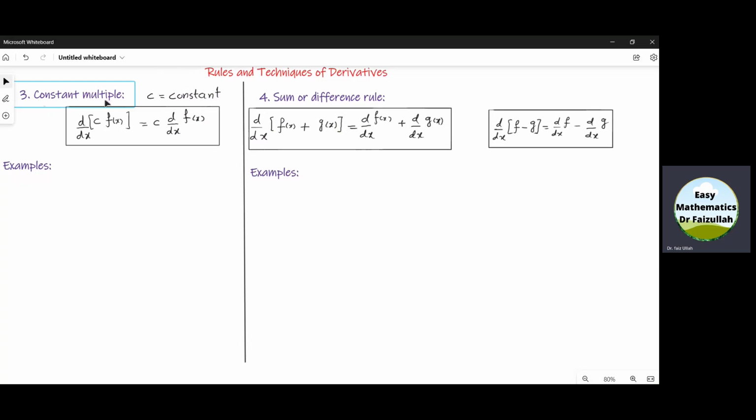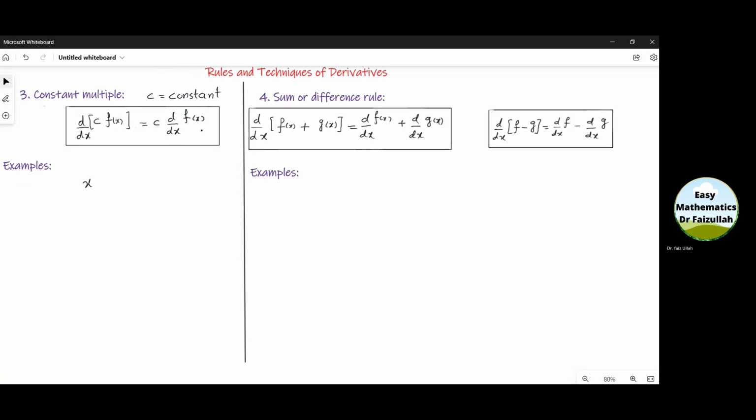Constant multiple. If a constant c is multiplied with a function, then the differentiation of c f of x is equal to c times the differentiation of f of x. From this we can see that to differentiate the constant multiple of a function, we shall take the constant c outside of the differentiation without differentiating it, and we shall differentiate only the function f of x.